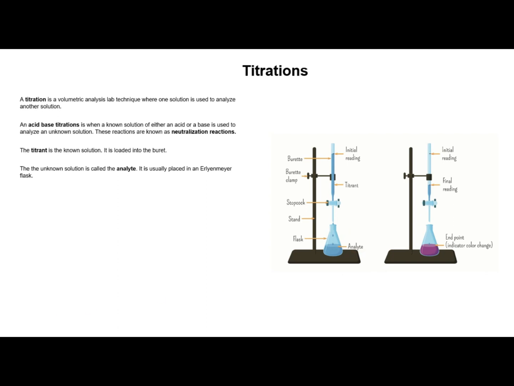This is why we use a burette. The stopcock here allows you to add dropwise the titrant to the analyte. So during a titration, you are very slowly adding titrant to the analyte. You are trying to reach the equivalence point. Now, this is when just enough base has been added to neutralize the acid. At this point, the moles of acid equal the moles of base.